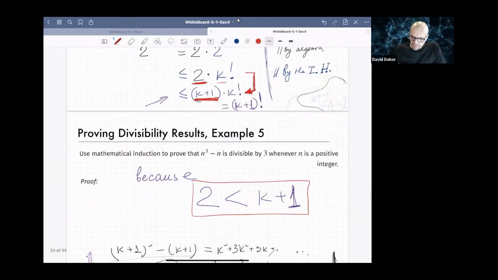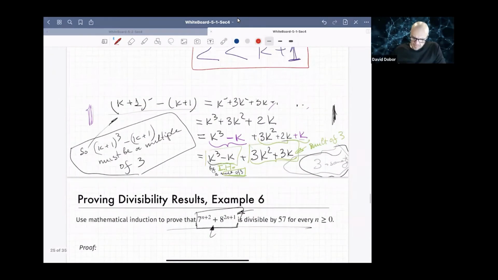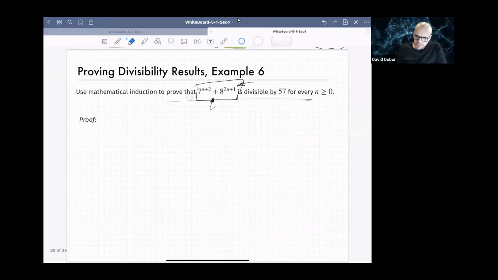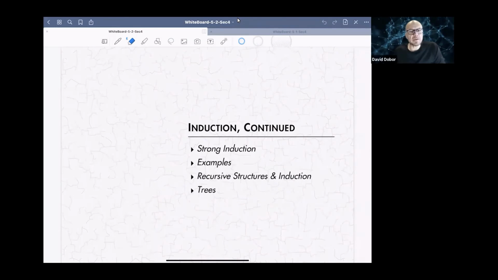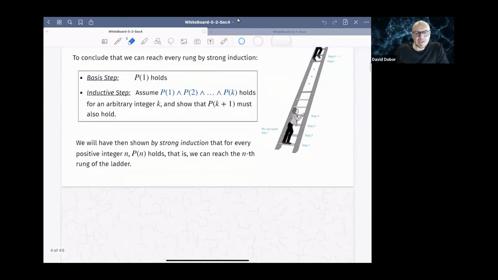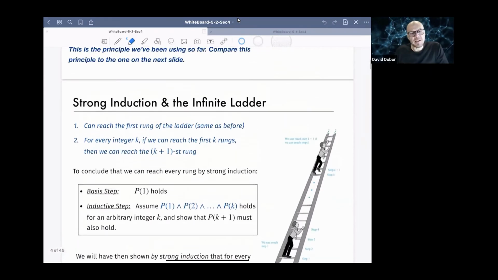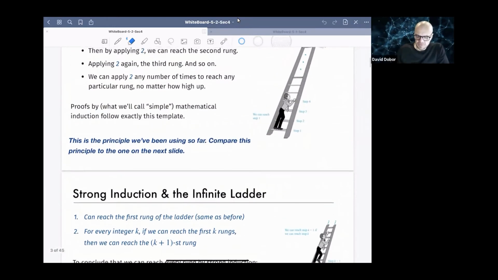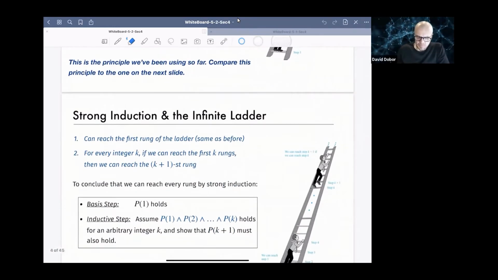Okay, now I want to do this one, but let's first do a couple of examples with strong induction. Strong induction, somewhat misleading, the name. It tells us that you get to assume more than in our previous version of induction. So the setup is exactly the same as before.